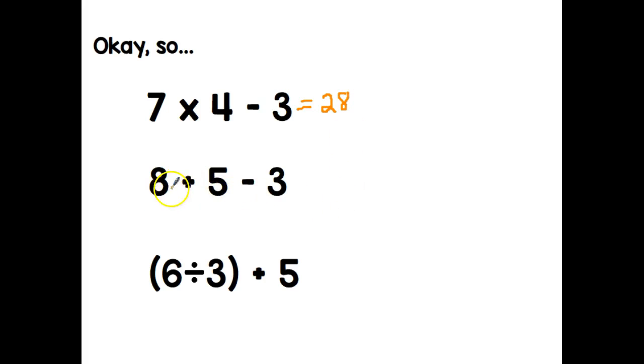Here, okay, I've got adding and subtracting on the same line, so I'm going to take it left to right. 8 plus 5 is 15. 15 minus 3 is 12. Here I've got parentheses, so no matter what operation I have, that's what I'm going to do first. Now in this case I would anyway even without the parentheses because division comes before adding, but you know, whatever. 6 divided by 3 is 2. 2 plus 5 is 7.